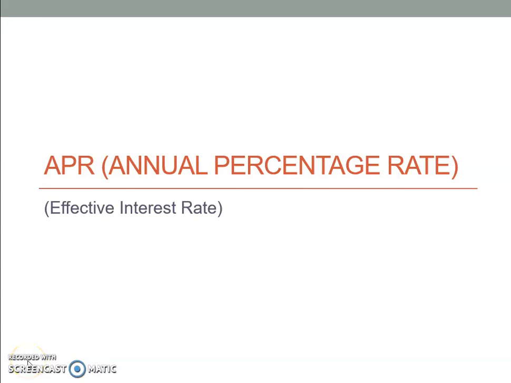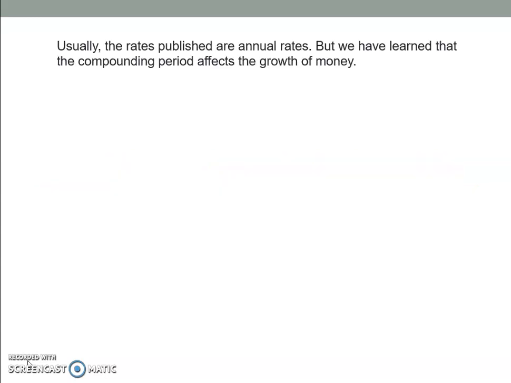Hello class, in this video I'm going to explain to you the concept of what we call an APR, or annual percentage rate, and sometimes we also call this the effective interest rate. Now usually, for example, if you have a credit card or a bank account or a student loan, the rates published are annual rates, your yearly rates.